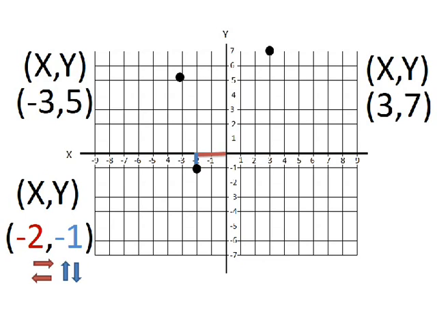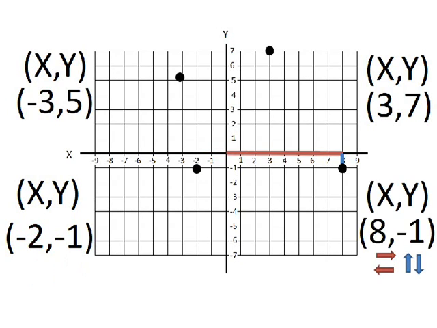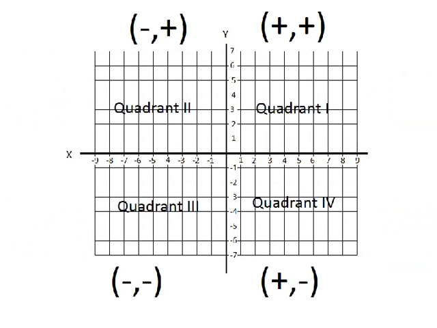Now this one is going to be left, which is going to be negative 2 for our x. Then we're going to go down 1 for our y because it says go negative 1. And last we have, it's going to be 8. So we go 1, 2, 3, 4, 5, 6, 7, 8 right because we'll go positive 8 and down 1 for the up and down.